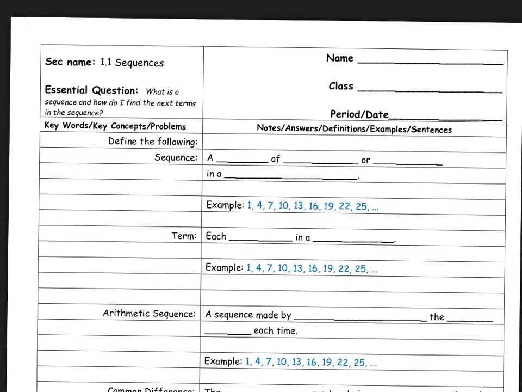So here we go. A sequence is a list of numbers or objects. So it could be a picture, is what it's saying. A list of numbers or objects in a special order. Some sort of special order. And we're going to talk about the different types of orders in just a minute, at least two of them.